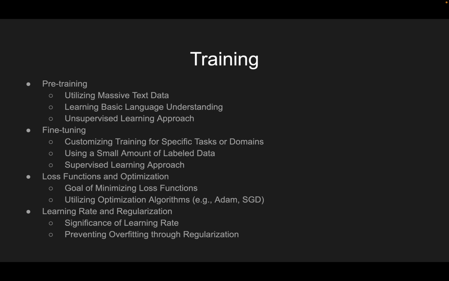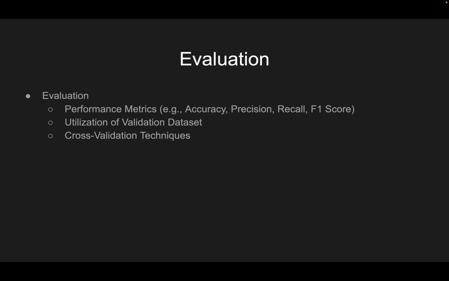To achieve this, optimization algorithms such as ADAM or SGD are employed. The learning rate determines the speed of model training, while regularization techniques are used to prevent overfitting and enhance generalization performance. These training strategies play a significant role in shaping the model's performance and efficiency. Now, let's explore the evaluation process.